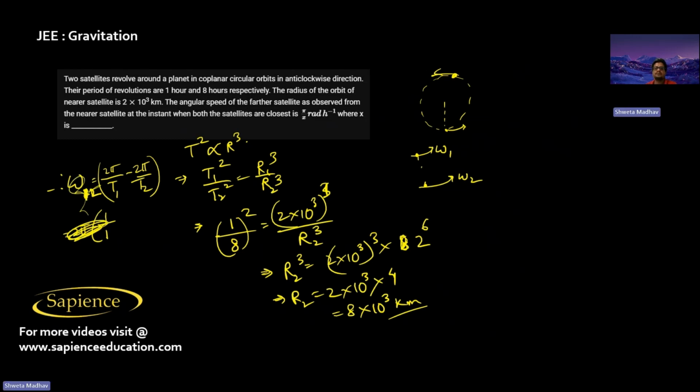Relative velocity we have to do. So the relative angular velocity is equal to relative velocity by their distance of separation, that is r2 minus r1. That we have to do.